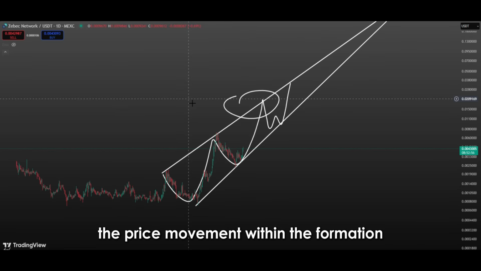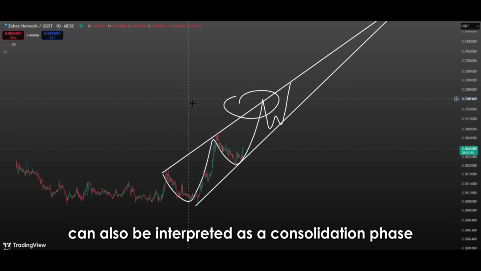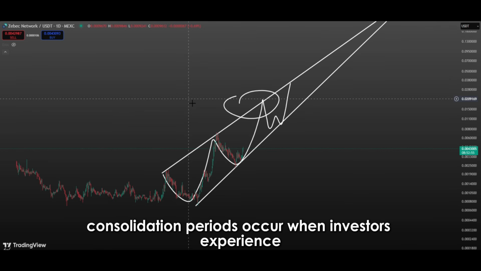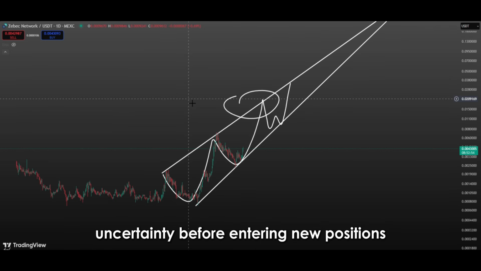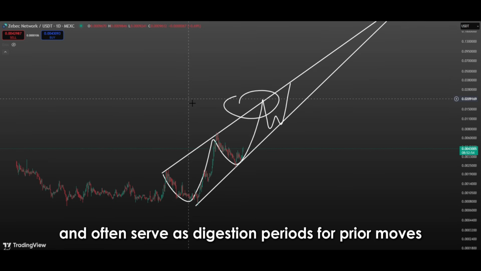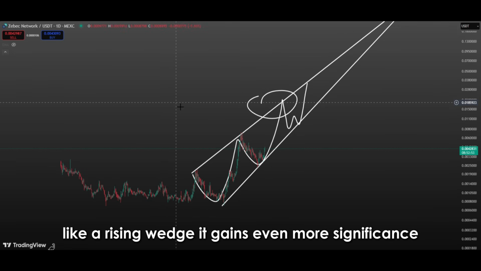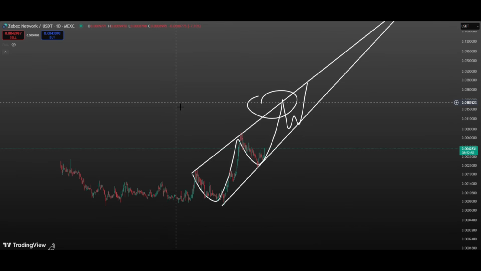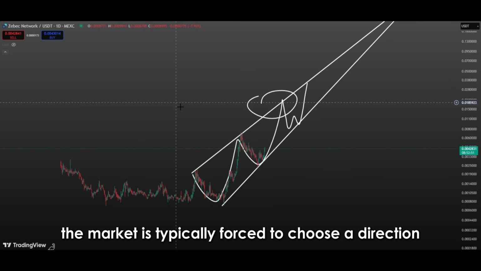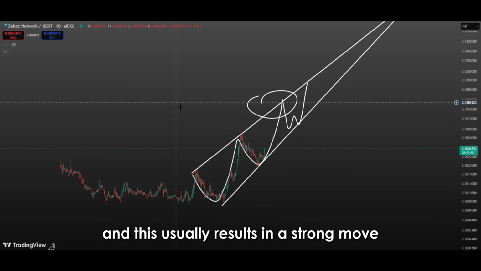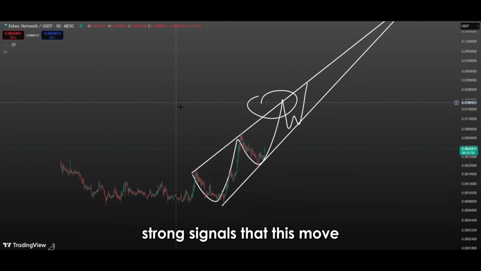The price movement within the formation can also be interpreted as a consolidation phase. Consolidation periods occur when investors experience uncertainty before entering new positions and often serve as digestion periods for prior moves. However, when this consolidation happens within a narrowing structure like a rising wedge, it gains even more significance from a technical analysis standpoint. As the end of the formation approaches, the market is typically forced to choose a direction, and this usually results in a strong move. The current technical outlook provides strong signals that this move may be upward.